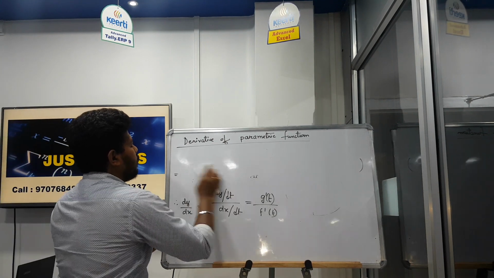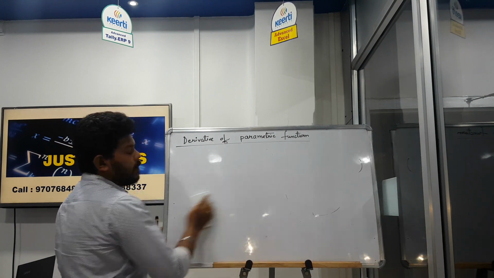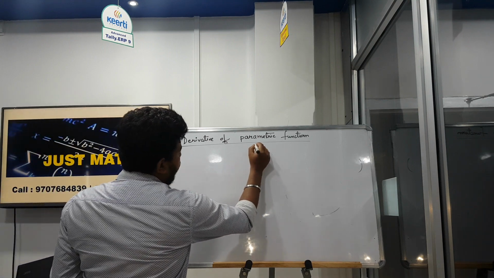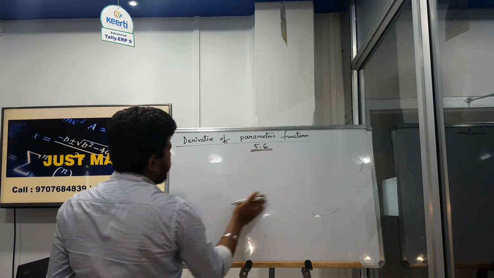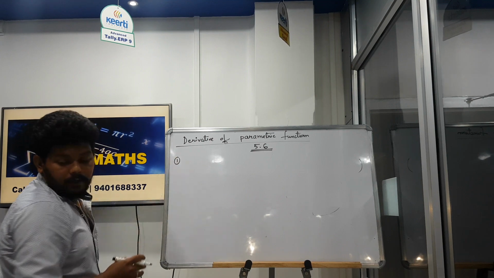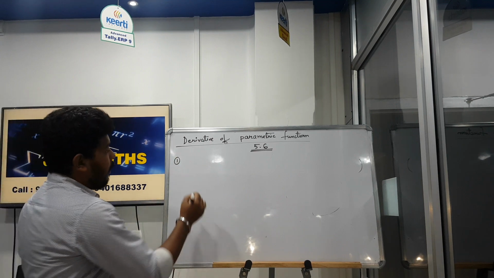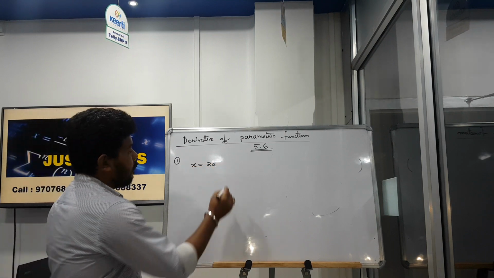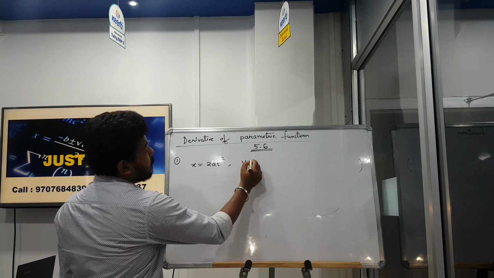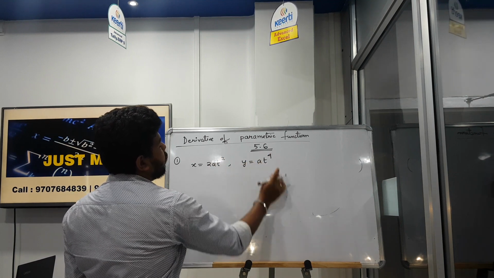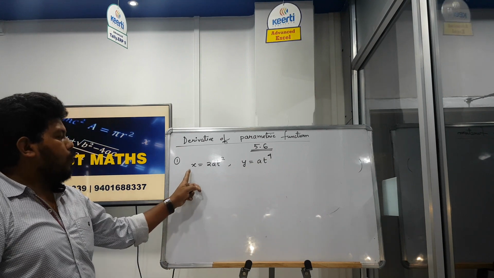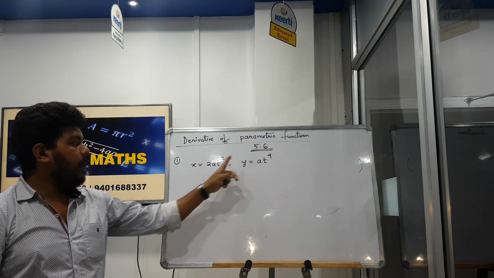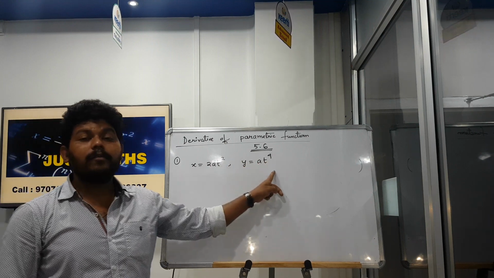Okay. Let's move towards exercise 5.6. Derivative of parametric function. Number 1. You are given x equal to twice a t square, comma, y is equal to a into t to the power 4. X is equal to twice a t square and y is equal to a t to the power 4, where 2 and a are constants but t is a variable.